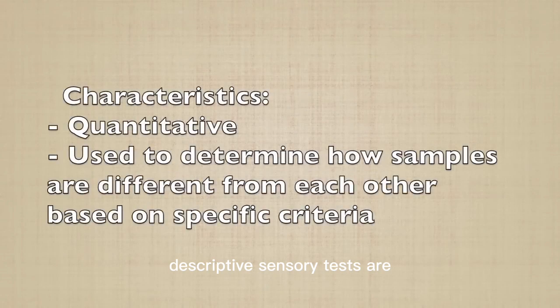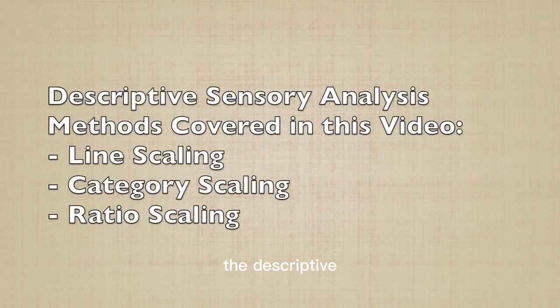Descriptive sensory tests are quantitative, and they are used to determine how samples differ from each other based on specific criteria. The descriptive sensory analysis that will be explored in this video include line scale, category scale, and ratio scale.